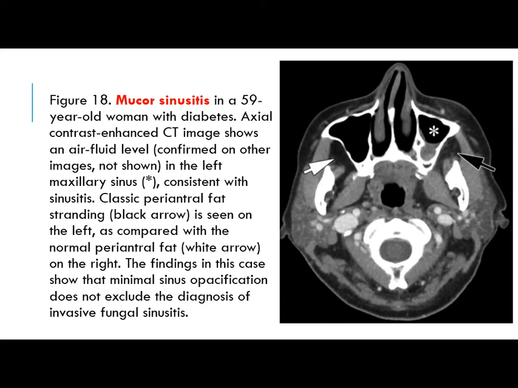This is another case of sinusitis in a patient with diabetes. An axial contrast CT image shows an air fluid level in the left maxillary sinus, consistent with sinusitis. And the classical periantral fat stranding is seen on the left side as compared to the right side. However, it's not an extensive involvement of all sinuses, but whenever we have this periantral fat stranding, it's life-threatening. We have to take care of it because it's a type of invasive fungal sinusitis which occurs in immunocompromised patients, and it needs urgent management.